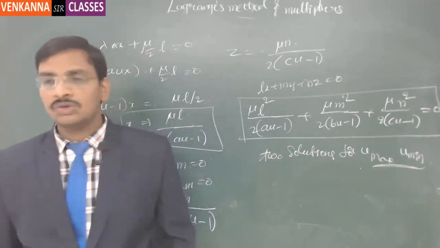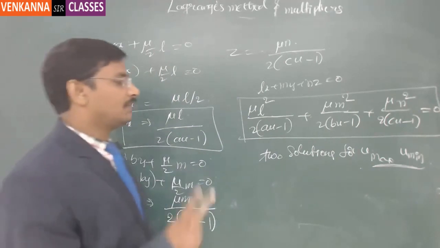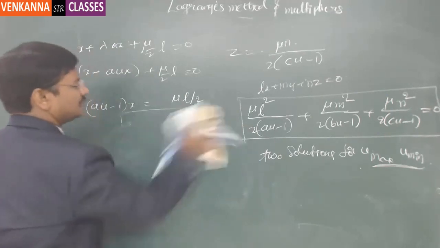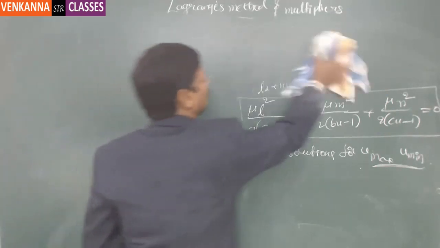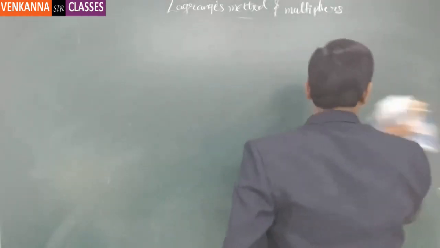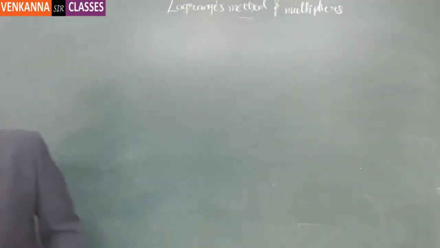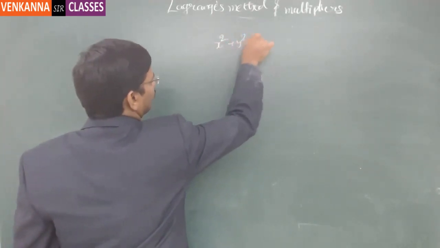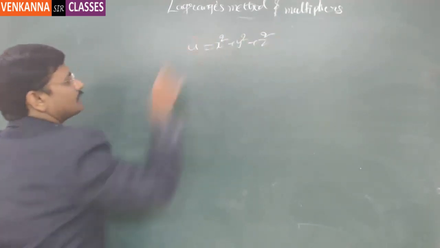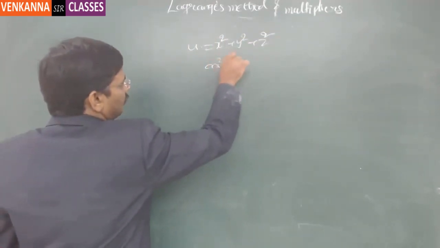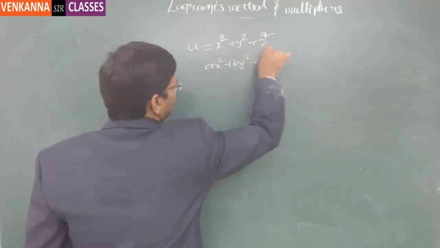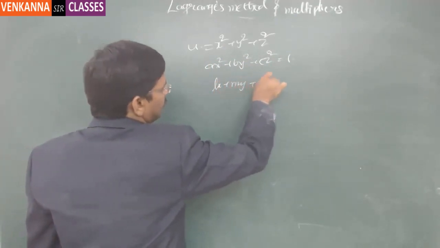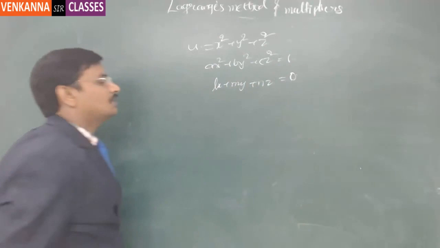Okay, fine. So the geometrical interpretation of this particular problem statement is, we have three different equations. One equation is the function for which we need to find the maximum value, x square plus y square plus z square. This is the function u. The second condition is ax square plus by square plus cz square is equal to 1. And the third condition is lx plus my plus nz is equal to 0.